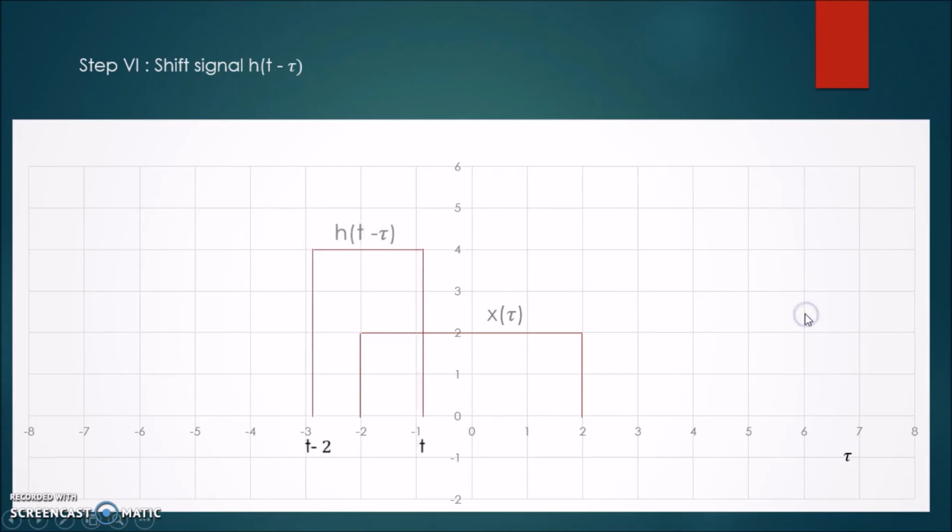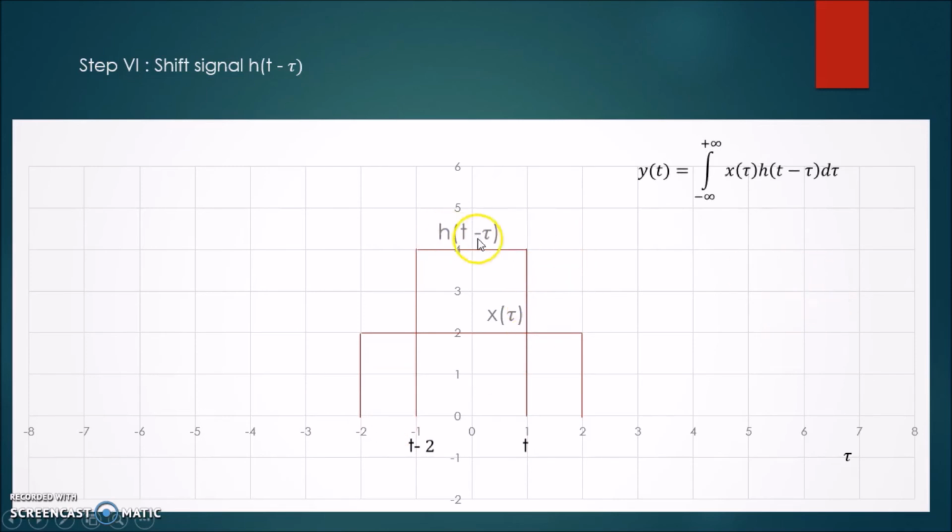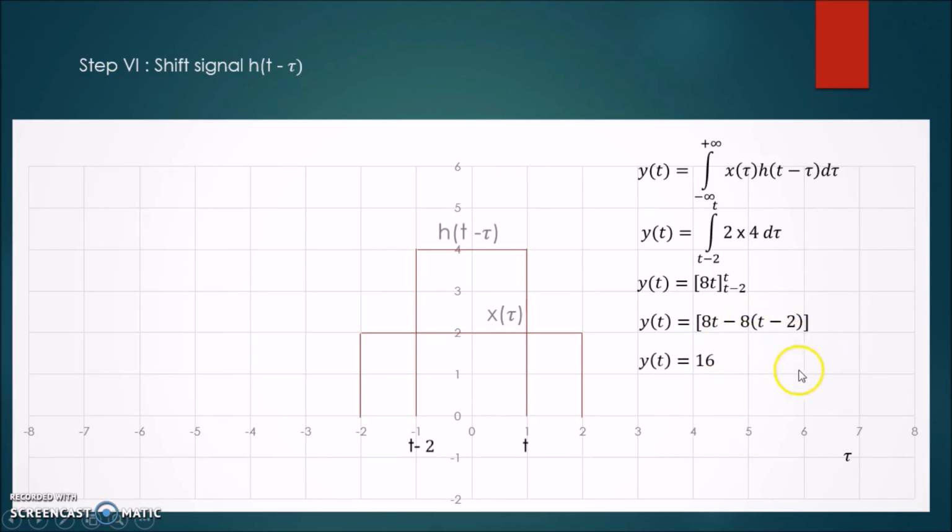In this step, now we have to shift the h of t minus tau along the x-axis. Now the new limits are t minus 2 up to t. Here the signals h of t minus tau and x of tau are overlapping between the limits of t minus 2 up to t. So this is the non-zero part of the integral. After solving this integral, we are getting y of t equal to 8t minus 8(t minus 2), that is equal to 16.